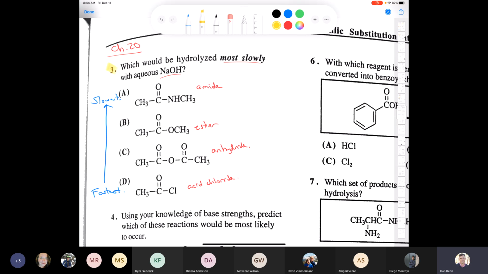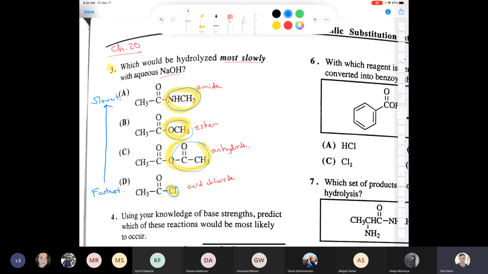But if you think about, what's the leaving group? Here I have a chloride, here I have an acetate, here I have a methoxide, and here I have a methyl amide. Well, the best leaving group is going to be the conjugate base of the strongest acid, right? Which would be, here it would be HCl, here it'd be acetic acid, here it'd be methanol, and here it would be methylamine. So you can think about it in that way.